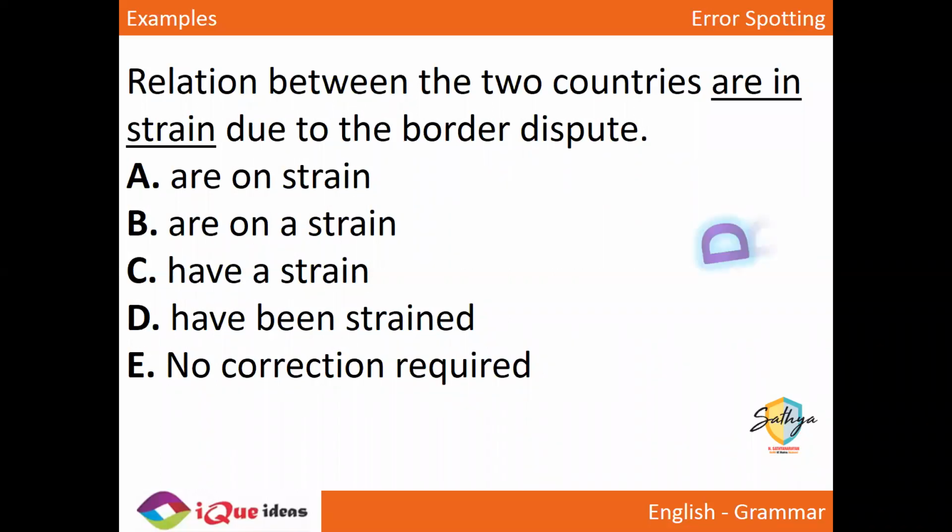So relation between the two countries have been strained due to the border dispute. So the border dispute is the reason because of which the relations are strained. So we say the relations have been strained due to the border dispute. So the word have been is very important there. So that is the right answer. The border dispute has caused the strain in the relation. So the strain has been caused due to the border dispute or have been caused. Do we get that one? Hope everybody got this one. Moving on.